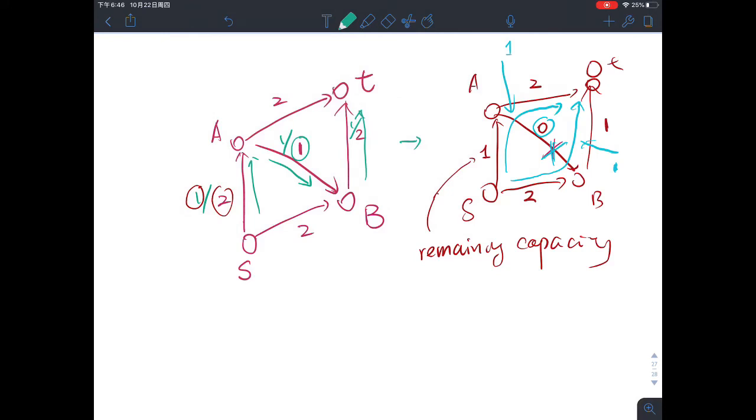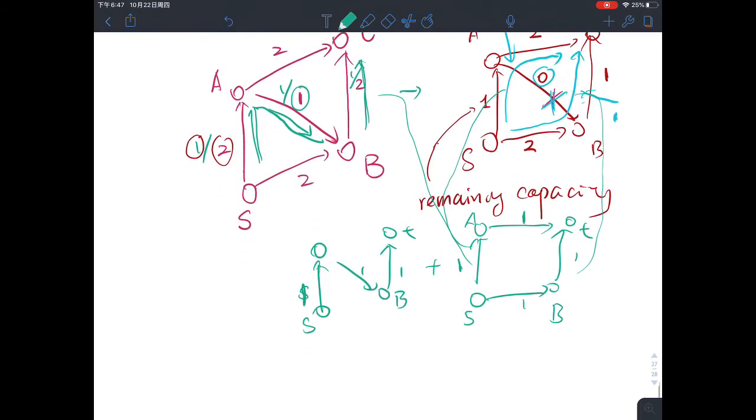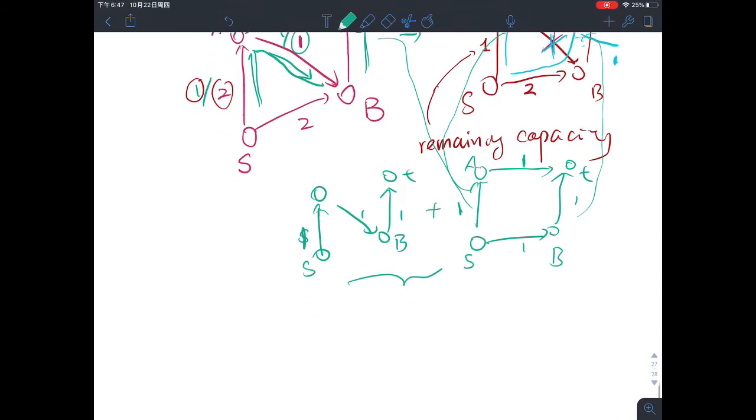The first flow will be S to A to B, B to T. This is the first flow we get. The second flow would be S to B, B to T. This is another flow, and the third one would be S to A to T. So this is what we are matching here. We have 3 flows, and we just need to overlay and integrate them and come up with a solution. The solution looks like that.